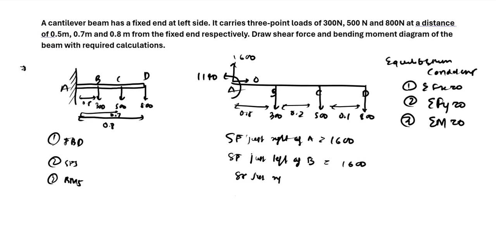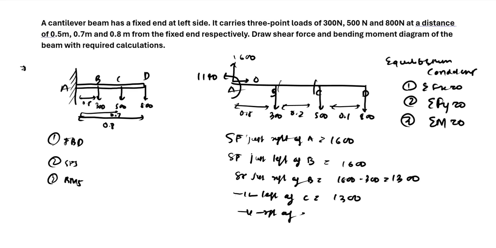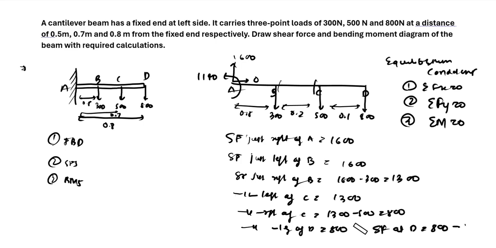Shear force just right of B, we have 1600 minus 300, which will be 1300. Similarly, shear force just left of C will be 1300 only, because there is no shear force between right of B and left of C. And similarly, right of C, it will become 1300 minus 500, which will be 800. And shear force just left of D will be 800, and shear force at D will become 800 minus the 800 which is there at D only, so it will become 0.